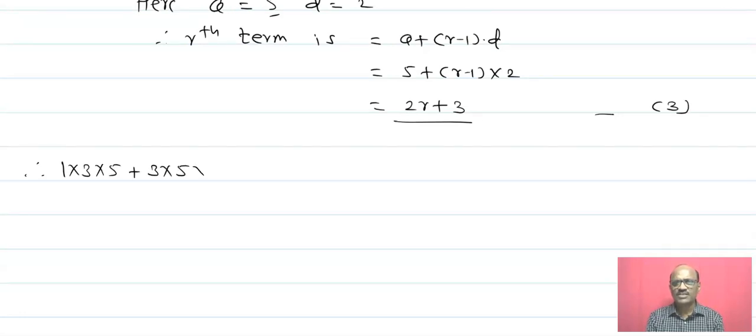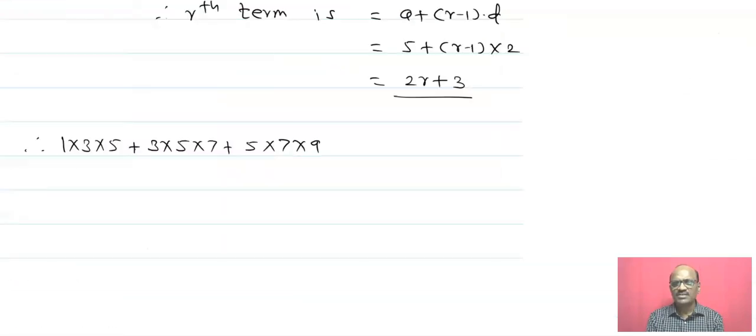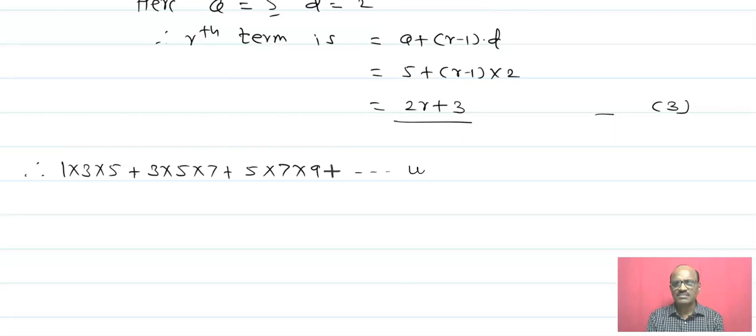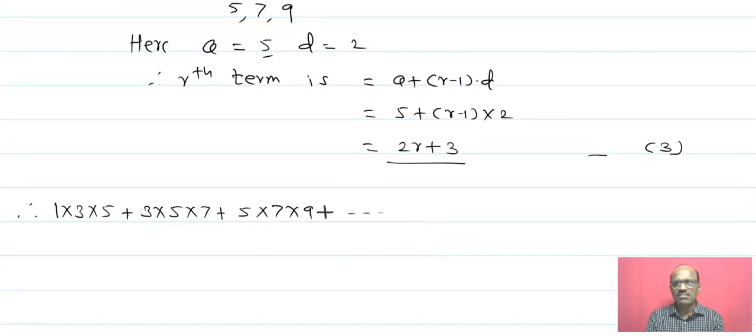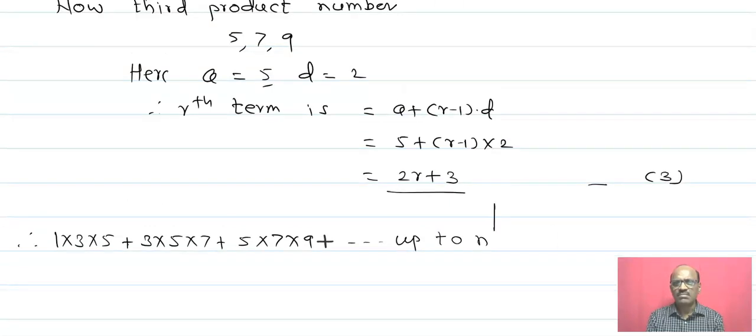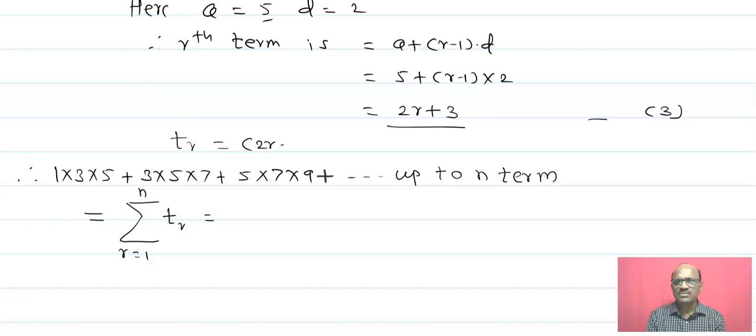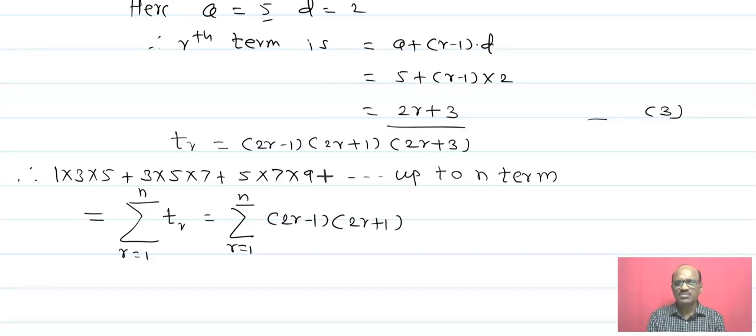Therefore, 1 into 3 into 5 plus 3 into 5 into 7 plus 5 into 7 into 9, and their terms can be written as the sum up to the n terms, that is summation r is equal to 1 to n, the rth term, which is 2r minus 1 into 2r plus 1 into 2r plus 3.